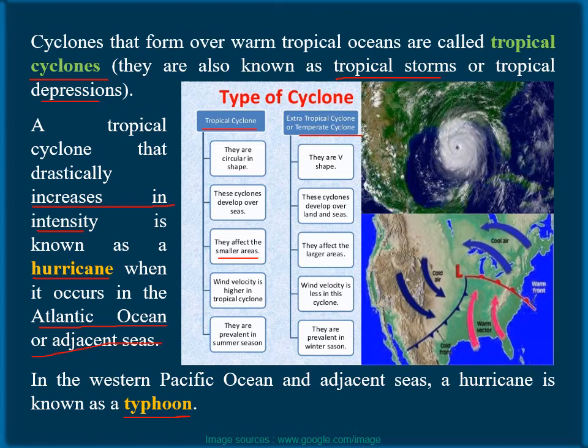In contrast, extratropical cyclones are V-shaped, because in this temperate region, at nearly 60 to 70 degree latitude, the warm wind from the subtropical region and the cold wind from the polar region collide with each other. Due to this collision, a front generates, which is V-shaped. These extratropical cyclones develop over both land and seas. They affect larger areas. Wind velocity is generally less compared to the tropical cyclone. They are mainly found in the winter season. So these are the differences between tropical cyclone and extratropical cyclone.